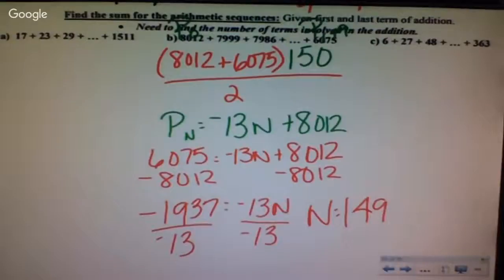What, did you take my answer key? I was sitting there trying to figure out what you did because I noticed you made a mistake. So what do we get? What's the total of all those numbers that go from 8,012 to 6,075? It is approximately 65,225.